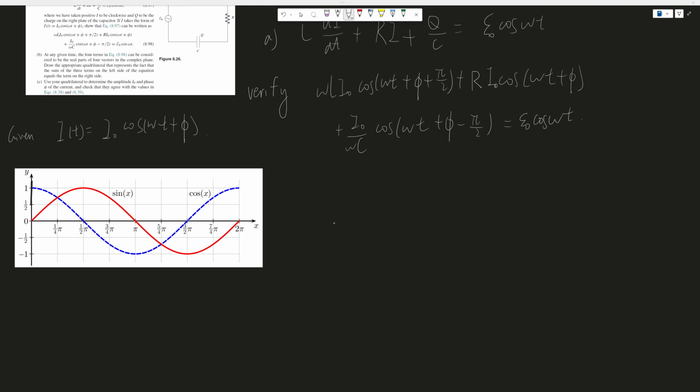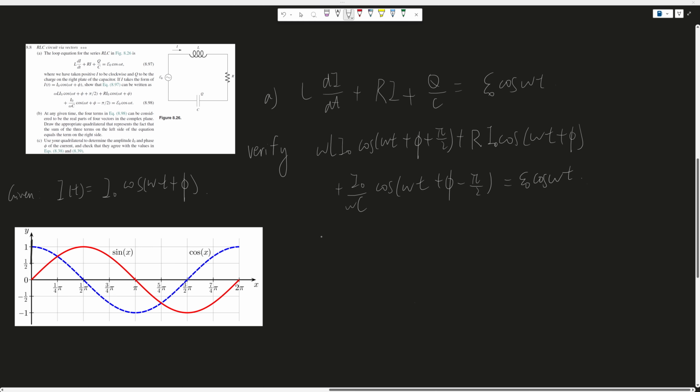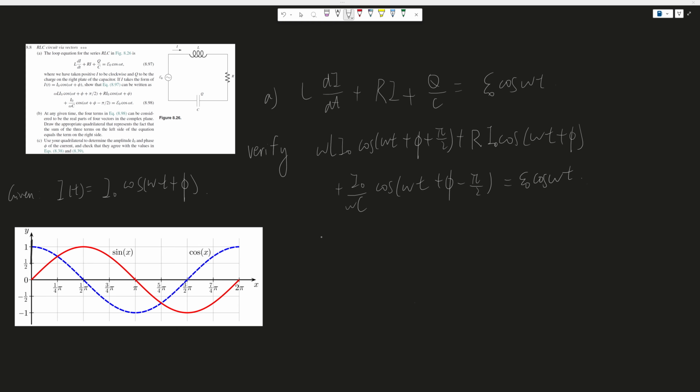Hello all. So today we will talk about problem 8.8, called RLC circuit via vectors, where we represent the voltage with vectors, which is really interesting. So let's first try part A. Part A is trying to let us verify this formula here.